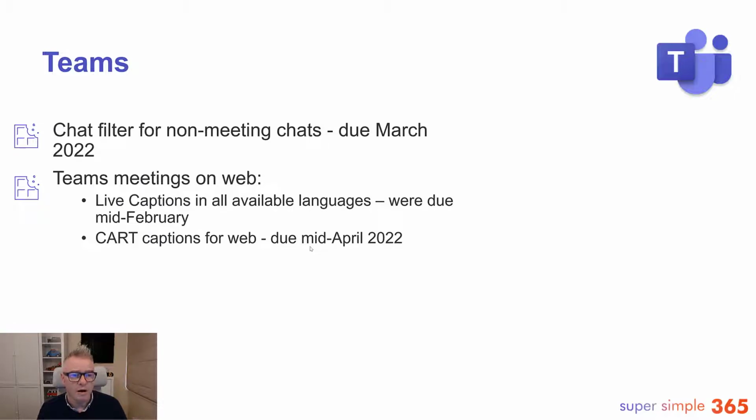A leveling up of Teams on the web and the desktop version. So live captions in all available languages were due in mid-February. Honestly, I haven't checked it. If you know that's coming, if that's something that affects you at work, it'd be great if you could put a note in the comments. Also, CART captions for the web are due in April as well. What else do we have?